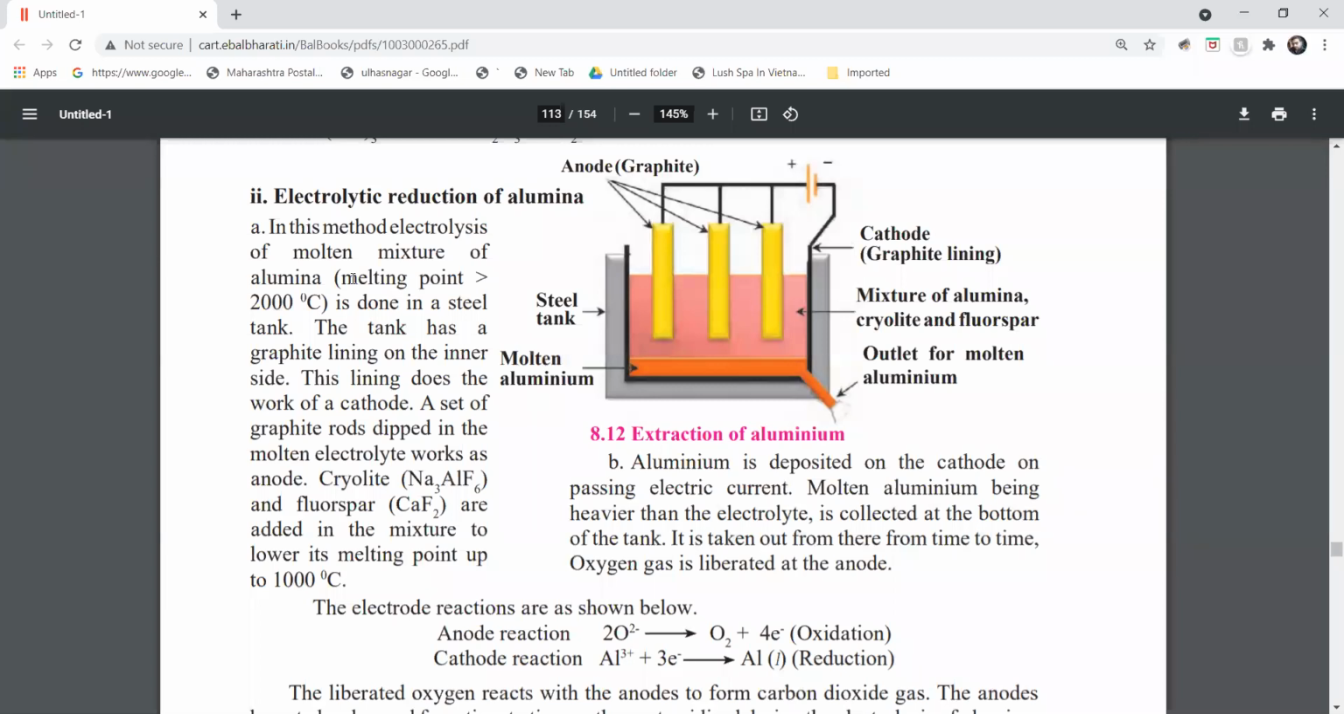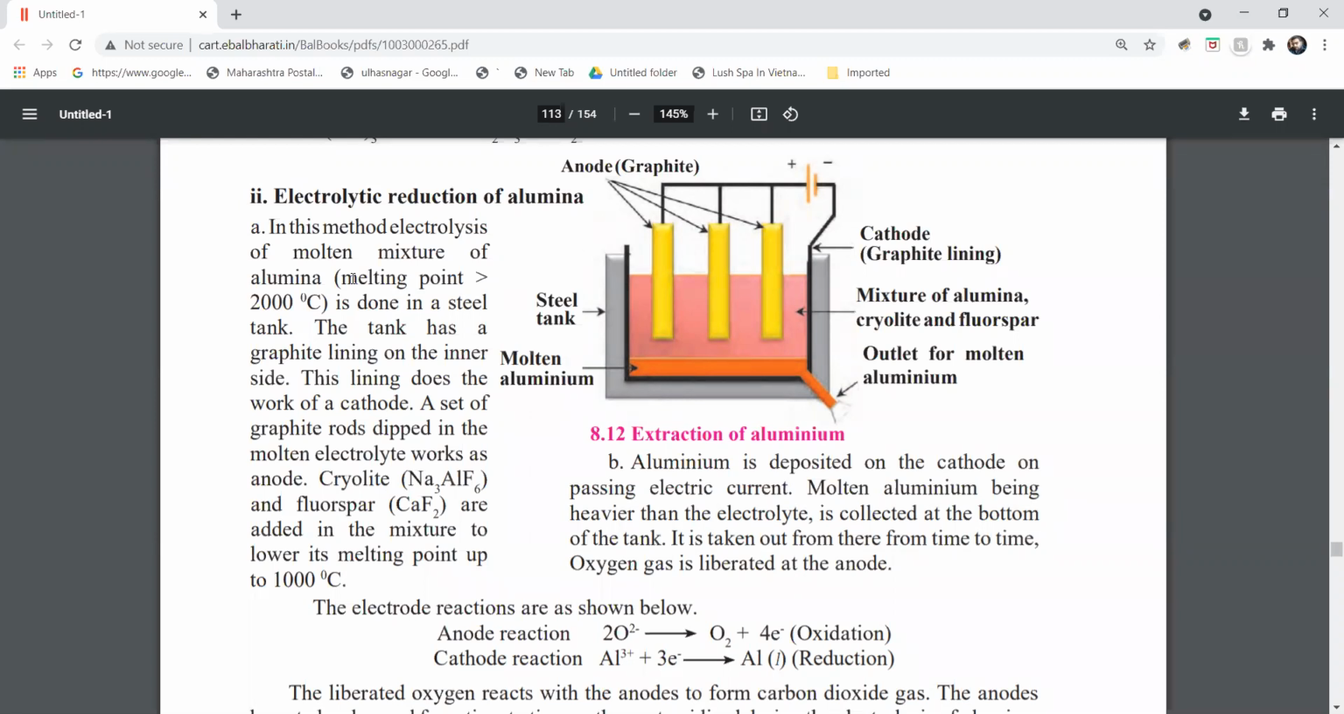working as an anode. You add two things, cryolite and fluorspar, so that the melting point of alumina gets lowered to 1000 degrees Celsius and it can easily melt. When the current is passed, aluminum gets deposited on the cathode. We all know what the cathode is. The lining is the cathode.